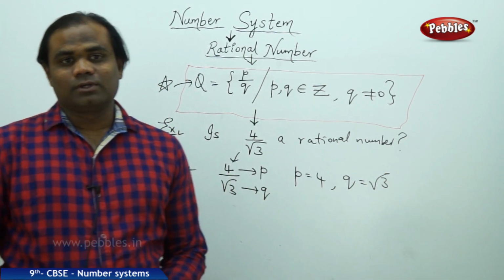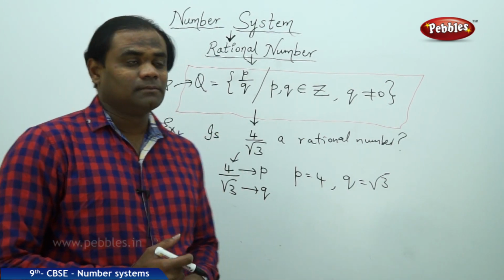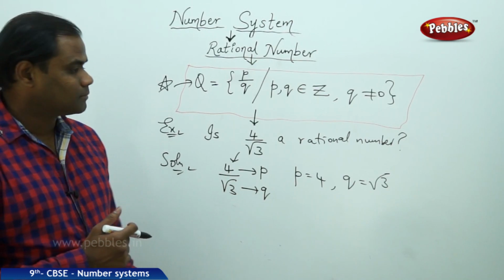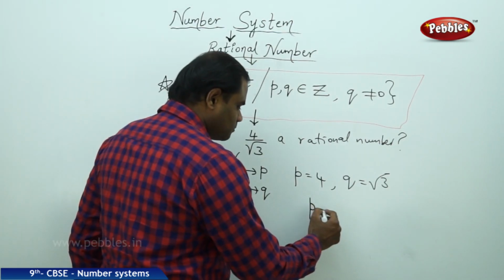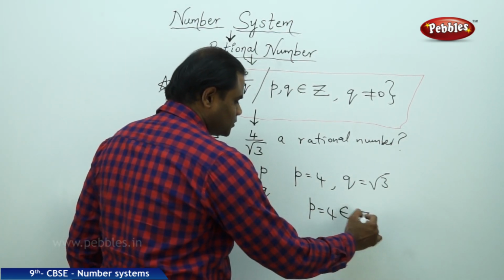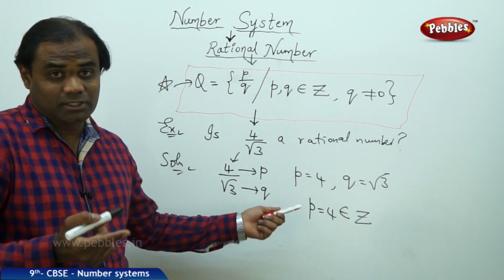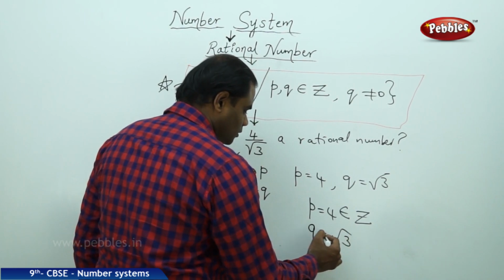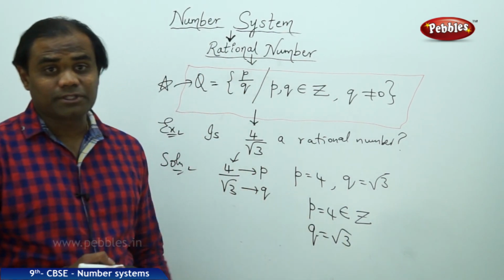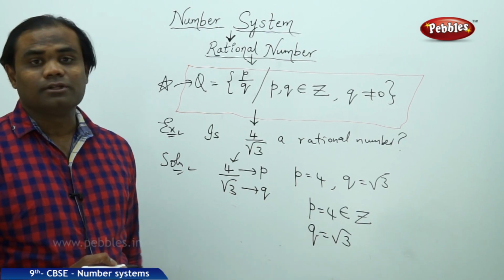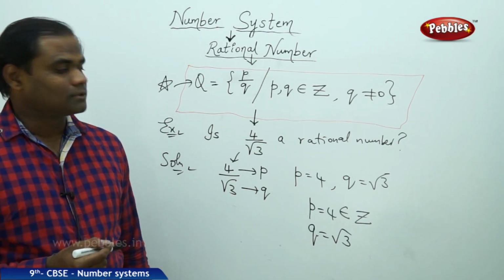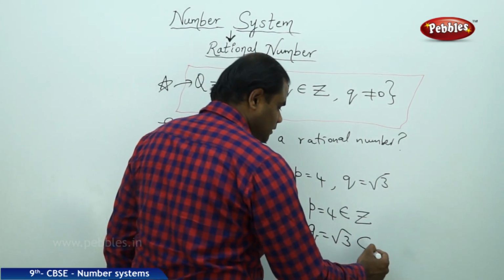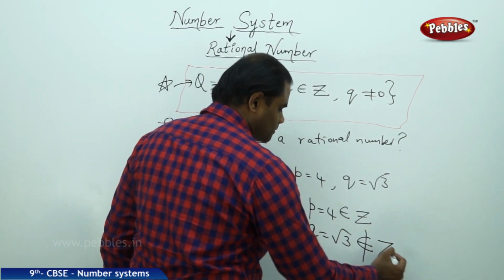Now let's go through test number 1, where I have to see that both are integers. Clearly P equal to 4 is an integer because its denominator is 1, but Q equal to root 3 cannot be expressed as a numeral over 1. This being a root which cannot be further simplified clearly says that it cannot be an integer.